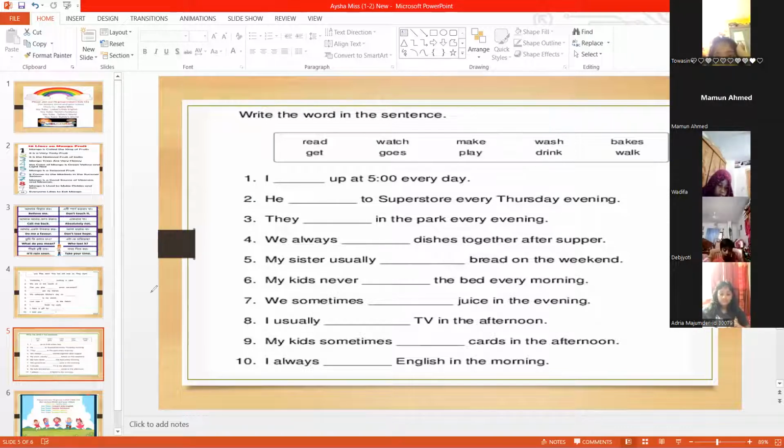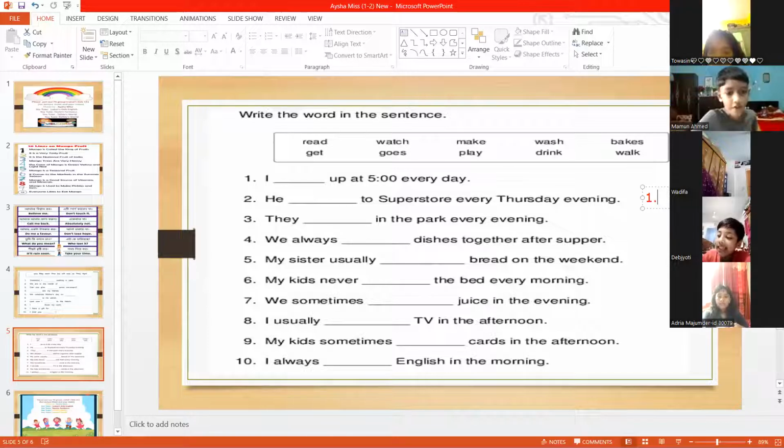Hurry up. Within 5 minutes. Full sentence, not needed. Only the answer. Actually, let's do it. Everyone, do it together. Let's do it. I get up at five every day.